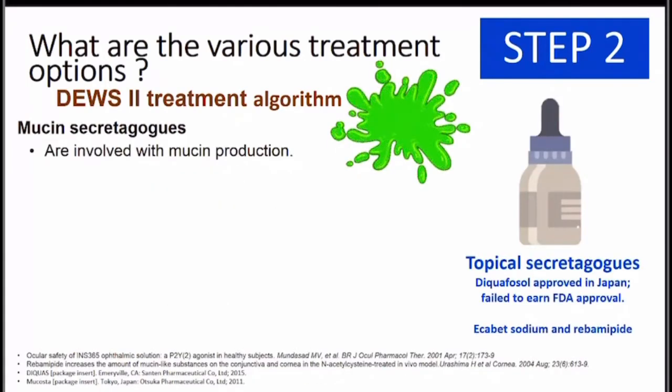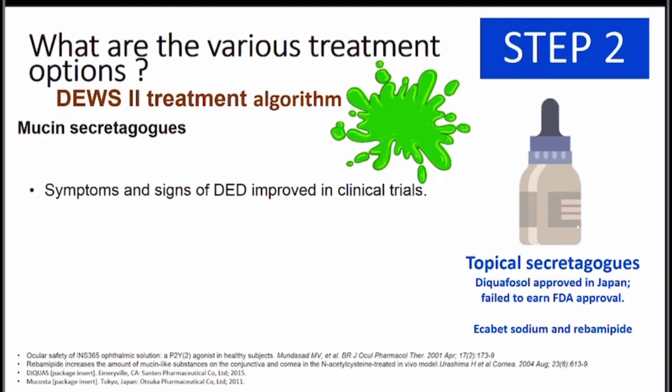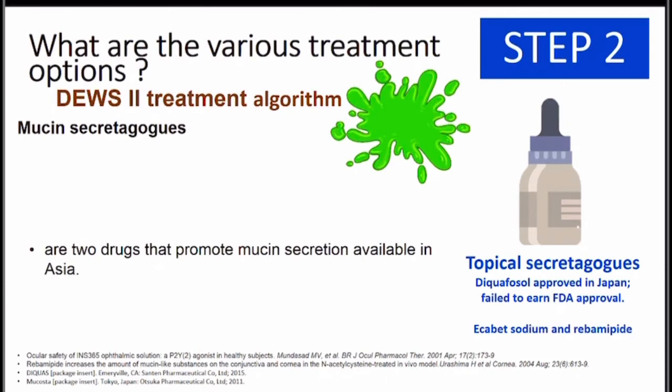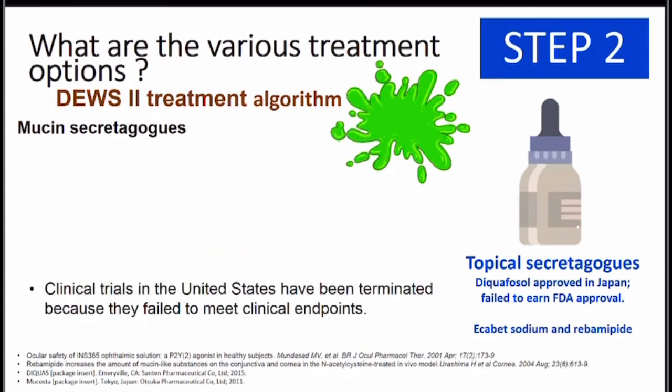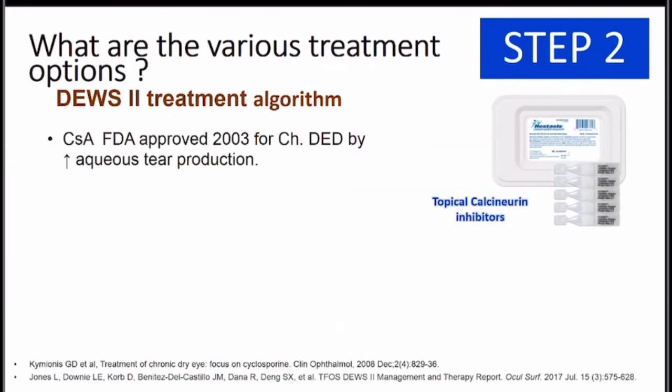Topical secretagogues are medications that can induce the eye to produce mucin. This was first introduced in Japan because secretagogues are used to treat peptic ulcers by stimulating mucin secretion in the stomach, which heals peptic ulcers, so why not use it in the eye? It was found to improve signs and symptoms. There are a number of these medications, but unfortunately this was not FDA approved because it failed to meet clinical endpoints.